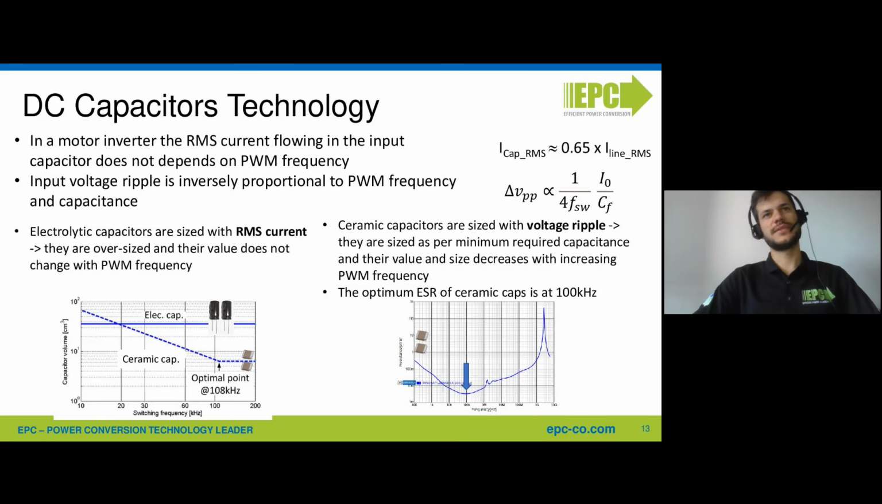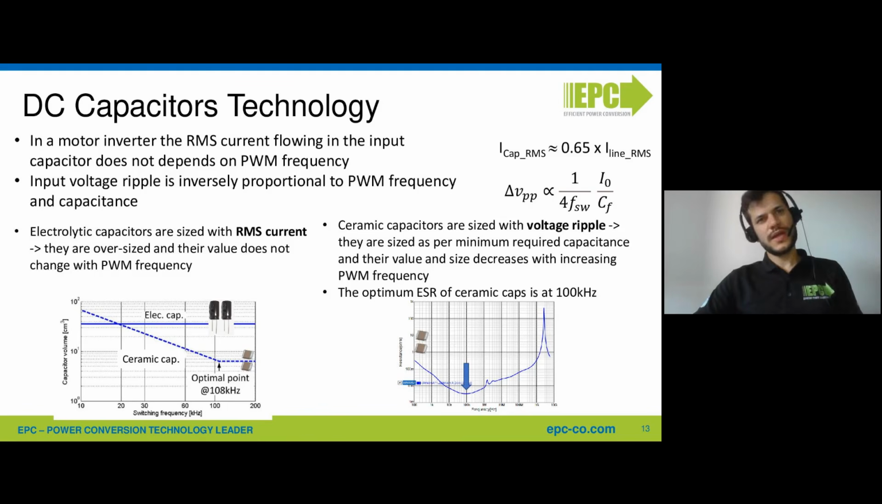So on the other side, using multi-layer ceramic capacitors, they are not dimensioned on the RMS current that flows through them, but on the ripple voltage that can be admitted. So at lower switching frequency, it's impractical to use them because it would be necessary to use too many of them.